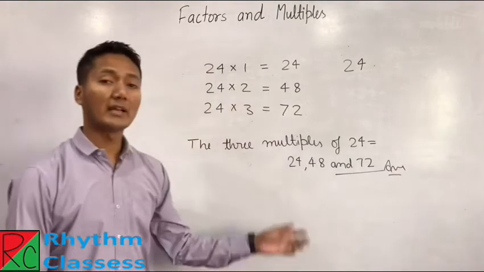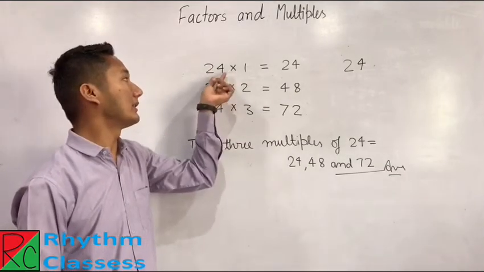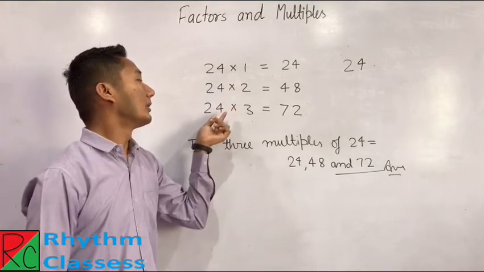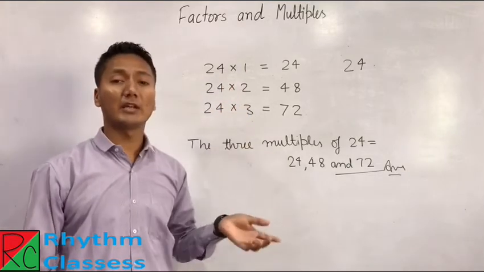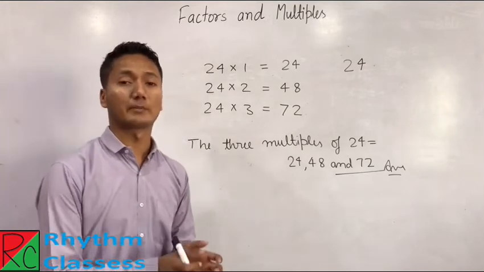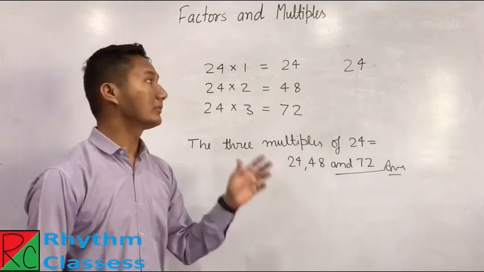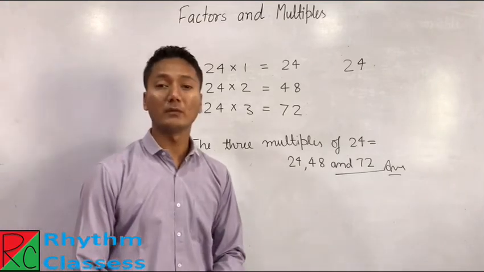Okay. We can write some different multiples also here. Like if we multiply by 10, by 20, by 50, by any number, we can multiply 24 by any number, and whatever product we get, that is our answer. In this manner we can find the multiples of any number.